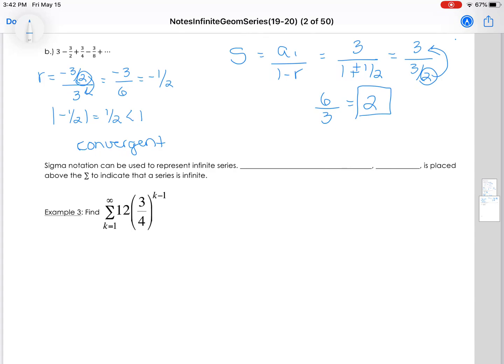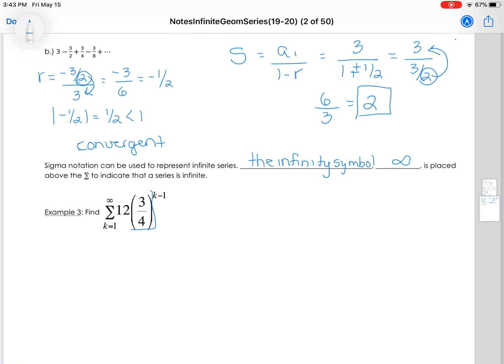All right, so sigma notation can be used to represent infinite series. The infinity symbol, sort of like your sideways 8, is placed above the sigma symbol. So instead of having a number up there, which we've had all along for arithmetic and geometric, now it's going to be this infinity sign above. So we're going to figure out what the actual sum is.